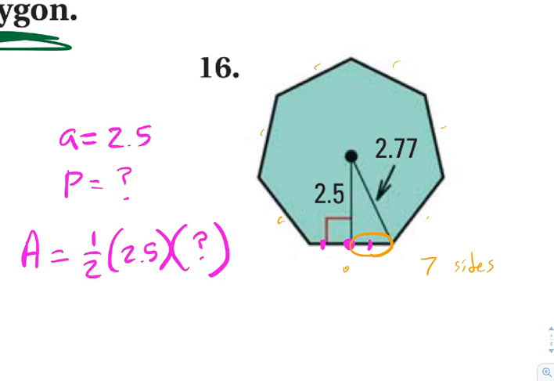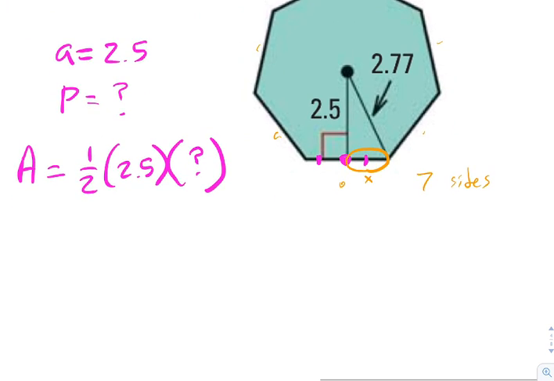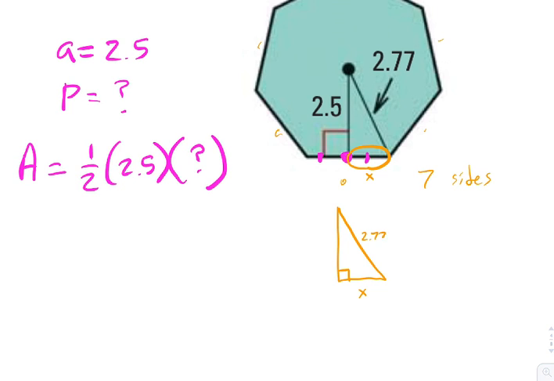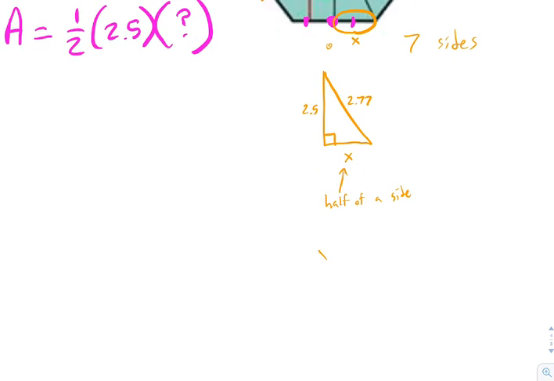Oh, but look, if I draw this, what I've got here is x and 2.77 and 2.5, where this x represents 1/2 of a side. So I could use the Pythagorean Theorem here: x squared plus 2.5 squared equals 2.77 squared. So I could just rearrange this. I'd subtract the 2.5 squared from both sides.